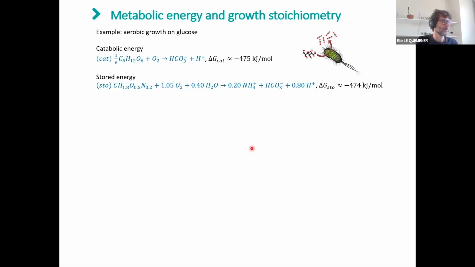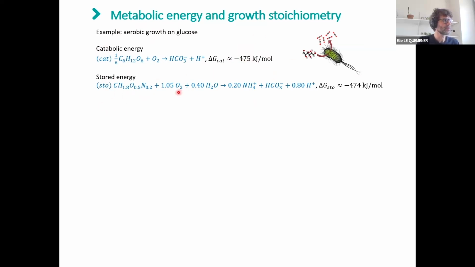So just first to make the link between catabolism, what I call stored energy, and thermodynamics. If you take the example of aerobic growth and glucose, you always have the same catabolic energy. So for 1/6 mole of glucose, available energy is minus 475 kilojoules per mole. And then you can compute what is called the stored energy.